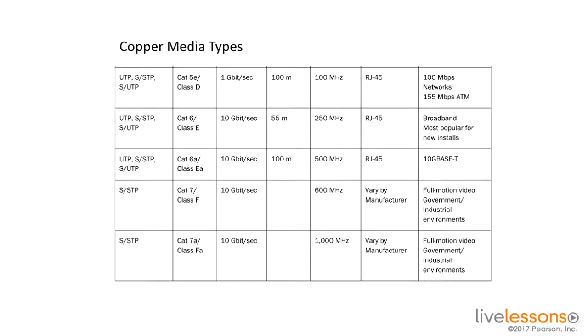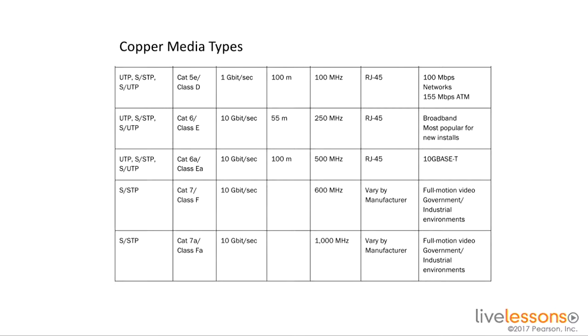In regards to copper media, we see a couple different types. Usually we see UTP, which is unshielded twisted pair, and STP, which is shielded twisted pair. The copper media types that you most likely see in the data center are going to be Cat5e and above. Usually the higher number that's associated with the Cat5 or Cat6 means faster speeds that we can support in that cabling.